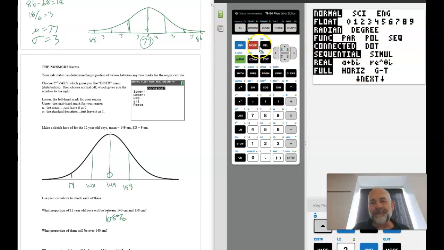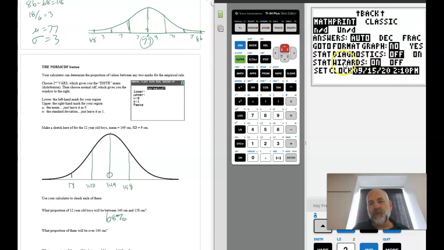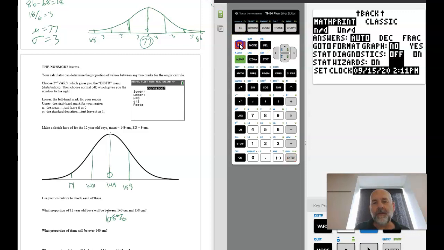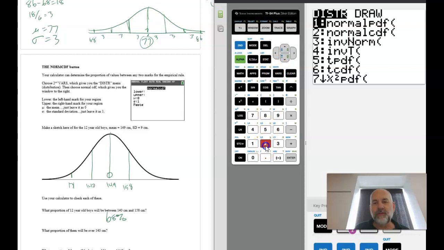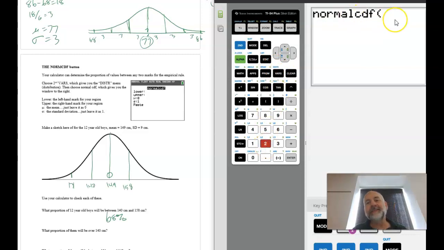If you go into MODE on the calculator and go all the way down, you want to have the Stat Wizards setting turned on. If you have it turned off, then when you hit 2nd DISTR and choose normalcdf, it doesn't give you that screen. They call it a stat wizard, where it takes you step by step through the things. You have to just type the values in.